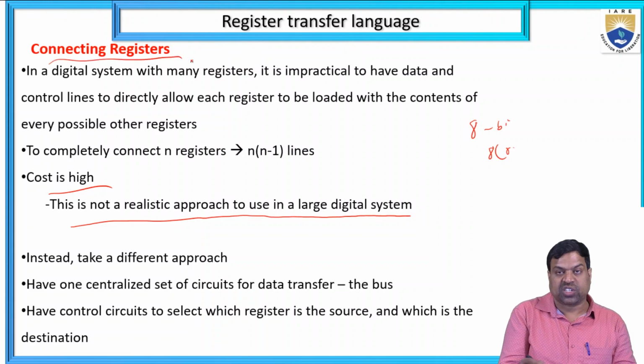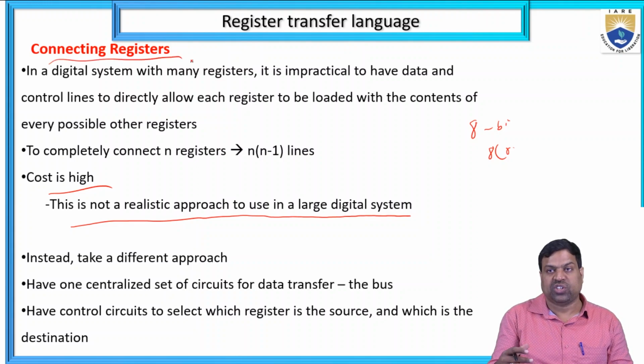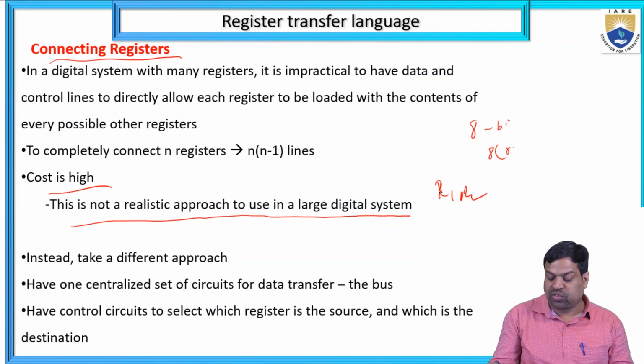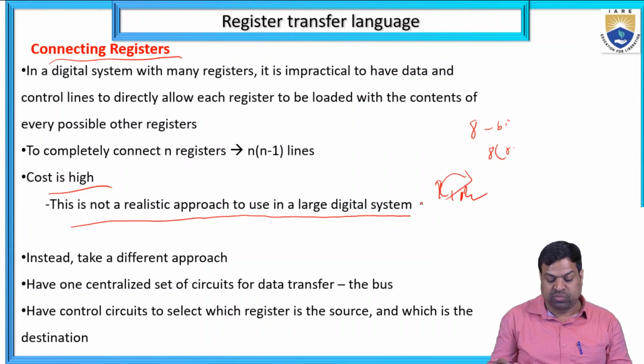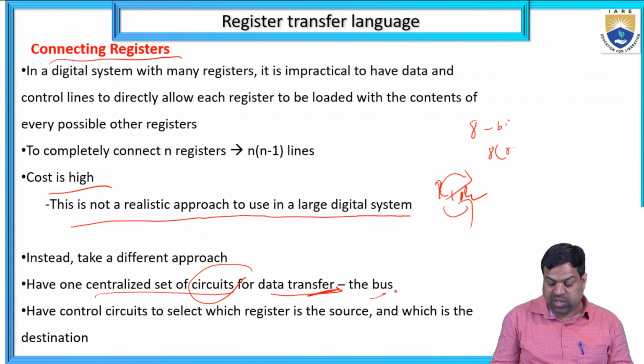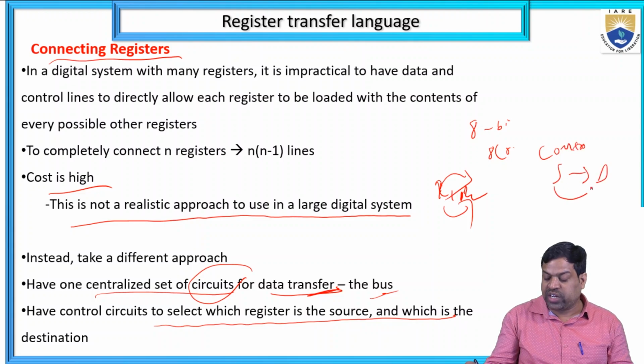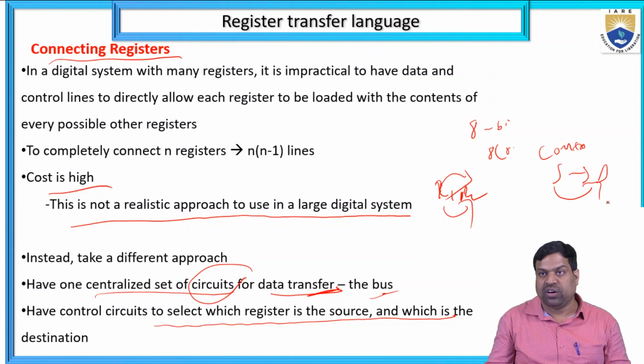Connecting registers means we are connecting from one register to another register. If I take connecting R1 to R2, it means the values of R1 we are transferring to R2. Why? Because we are transferring the data between registers. It is a set of circuits for data transfer from one register to another through the bus, and a control circuit to select the source and destination. The control circuit checks whether the data is properly transferred or not.